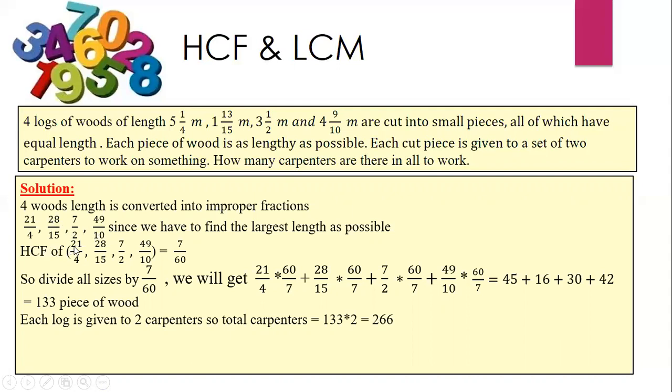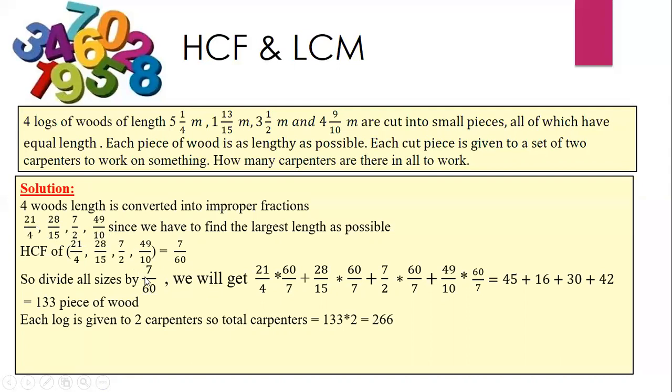HCF of those fractions will be HCF of the numerators divided by LCM of the denominators. So LCM of 4, 15, 2 and 10 is 60. So divide all the values individually by the obtained HCF. So 21/4 divided by 7/60.